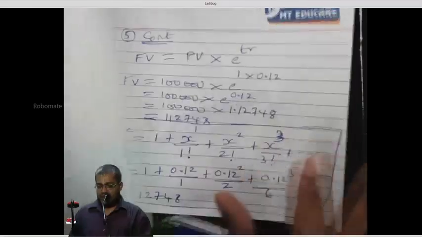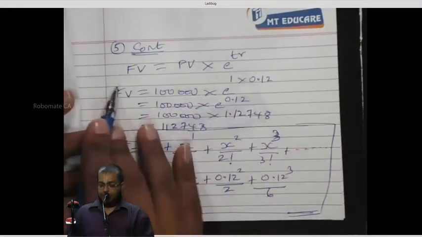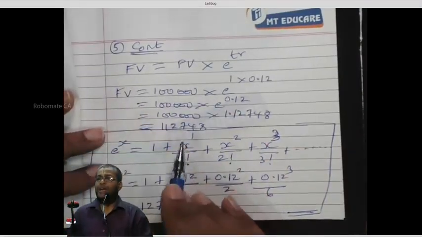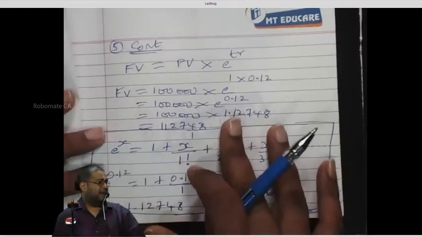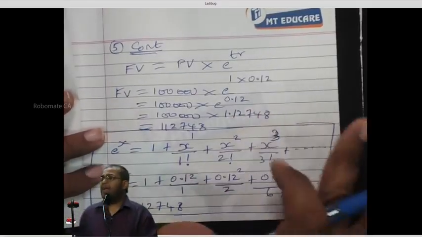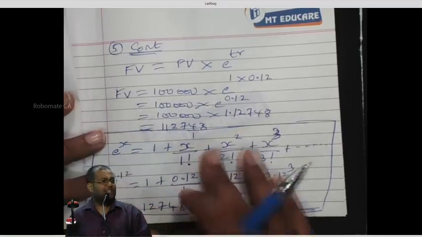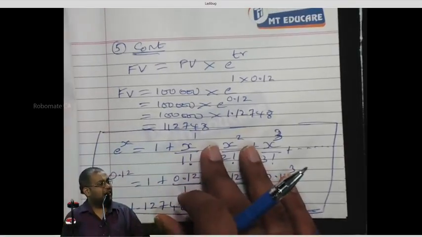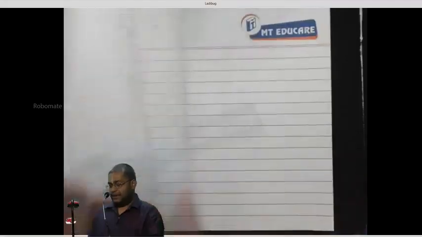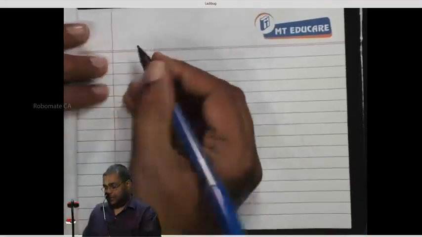Now, for continuous compounding, present value is equal to future value into 1 by e power tr. Calculate e power tr normally, and then 1 by e power tr gives you the present value. Right or not? So now, again I write present value is equal to, please, no need to copy.